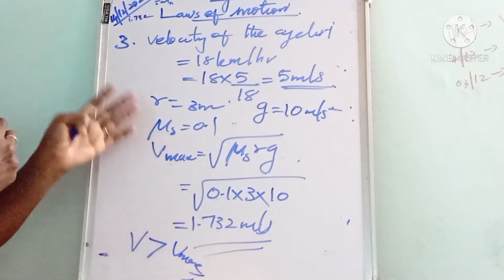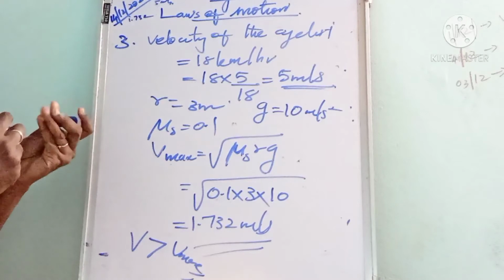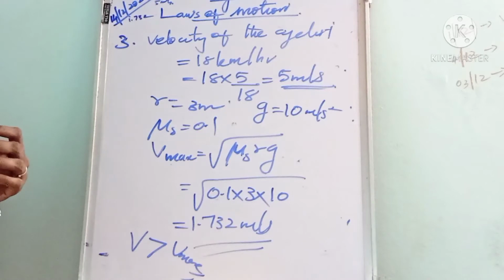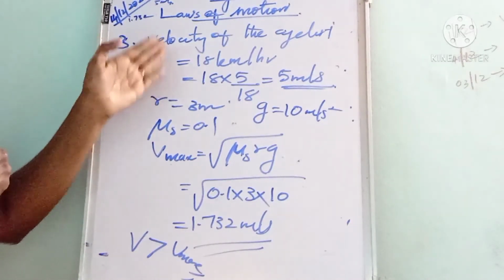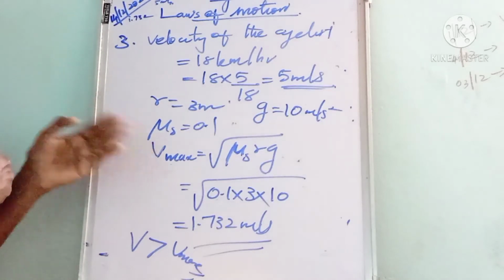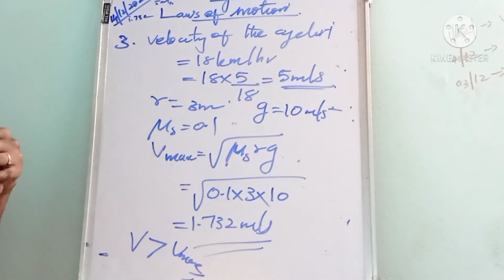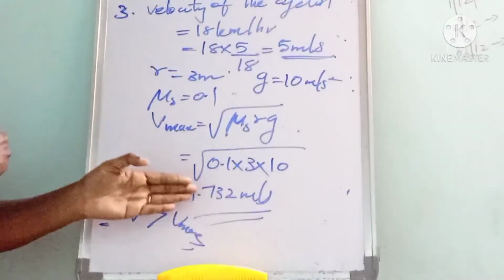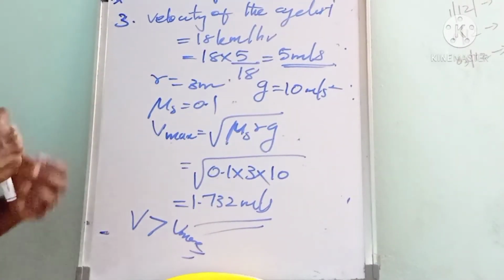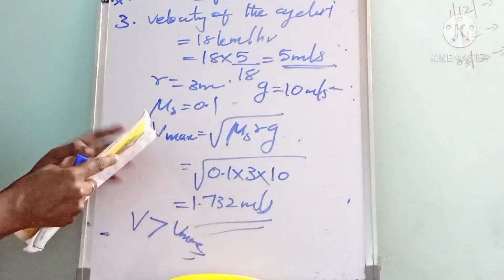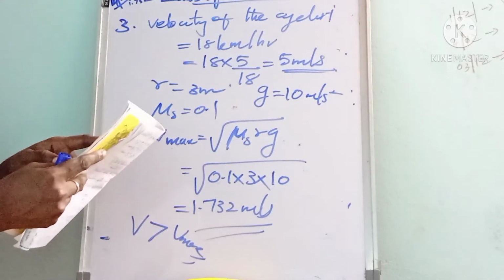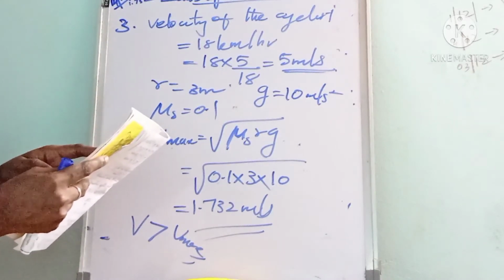So what will happen? The cyclist will slip, or skid, while taking the turn, isn't it? Here the velocity of the cyclist is 5 meter per second, while the maximum speed limit on the circular level road is 1.732 meter per second. The velocity of the cyclist is very much greater than the speed limit, so he will skid, isn't it? Here a cyclist is speeding at 18 km per hour on a circular level road and takes a sharp circular turn of radius 3 meter without reducing the speed.